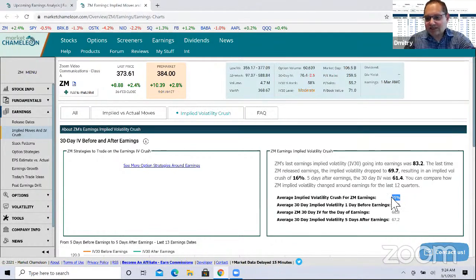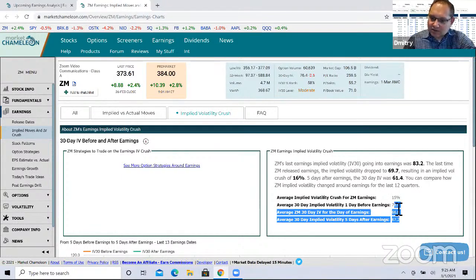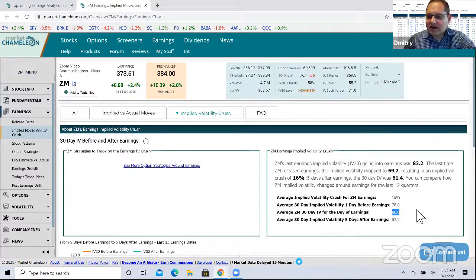So this is what it tended to do from the day prior to earnings to the day after reporting earnings. On average, the implied volatility declined 15%. The implied volatility on average the day before earnings was 78, this is where we are today, 76.4, so close to that. The day after earnings, the implied volatility on average dropped to 66.8. 5 days later, it looks like it was near the same, maybe ticked up a little bit, on average 67.2.